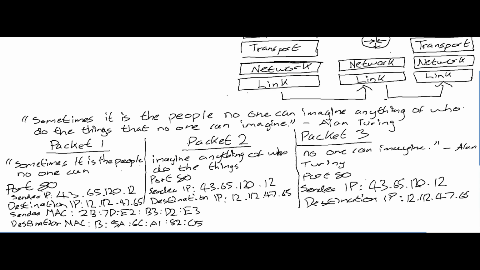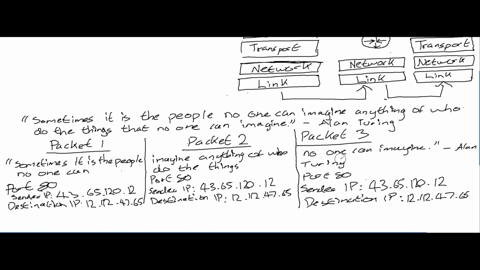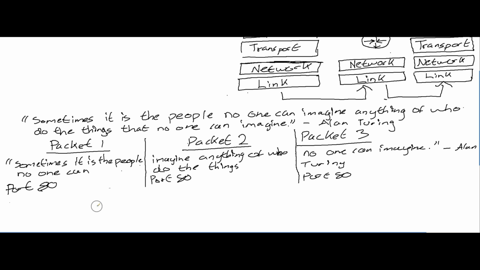So let's now take a look at what happens when the packets get to the destination. We've got the link layer here, and the MAC addresses are stripped off each of the packets at the link layer, and then the packets are passed up to the network layer. So we can remove the packets' MAC addresses. Then the network layer strips off the IP addresses and passes the packets up to the transport layer. So we can remove the IP addresses from here, and then the packets are passed up to the transport layer.